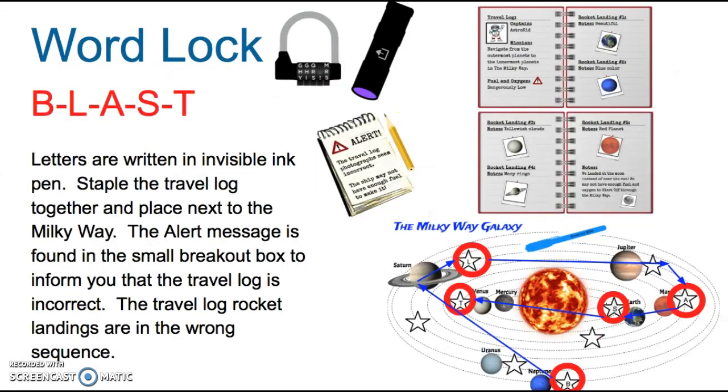For the word lock, your code is set to blast. The students will need to have the UV flashlight from the small breakout box in order to solve this. The letters were written in invisible ink on the word lock puzzle. The alert message was in the small breakout box, so they'll have to find out that the photographs that are in this travelogue are in the correct order. You'll notice that the mission is to navigate from the outermost planets to the innermost, and you'll notice the travelogue does not go in that order. So the students need to figure out the correct order so that way they can get towards the sun instead of landing by the moon.